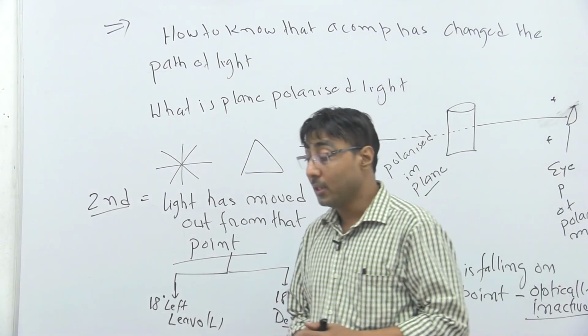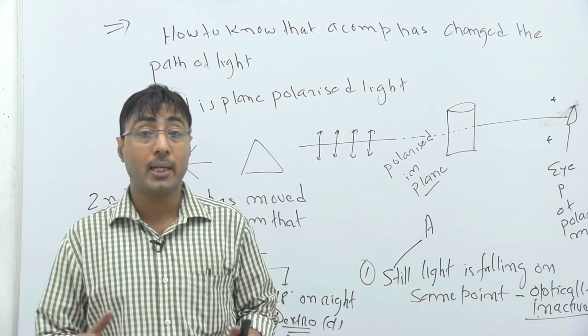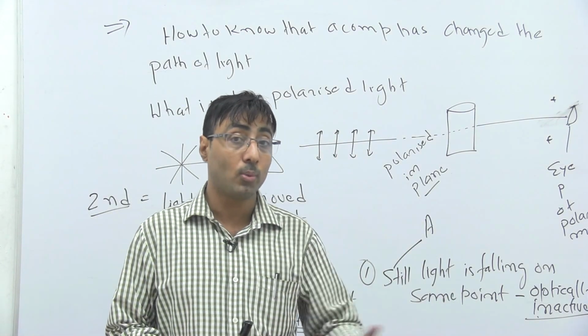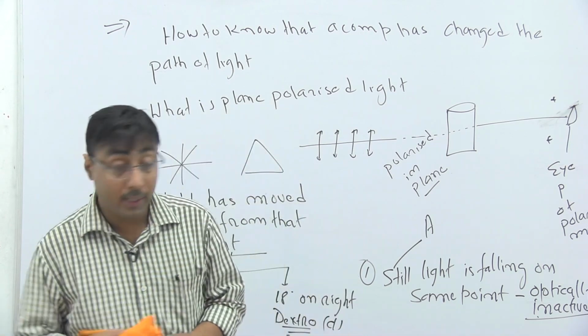Now the question arises, how to write levorotatory and dextrorotatory in terms of formula? How to write it in terms of formula?